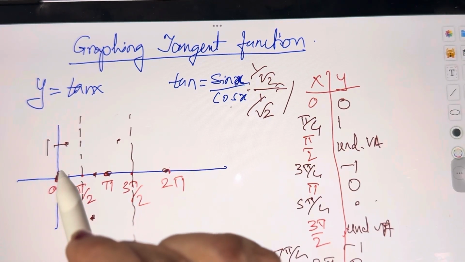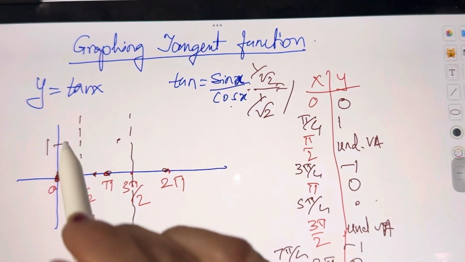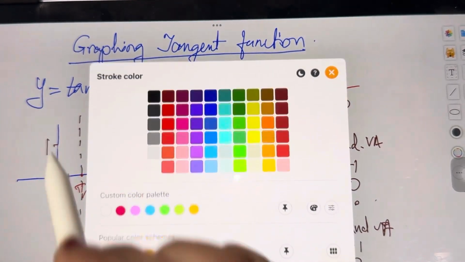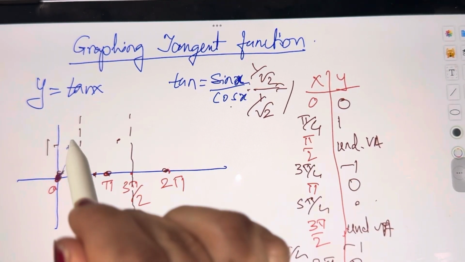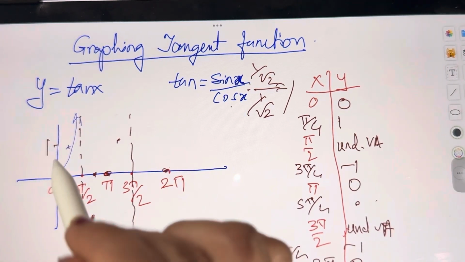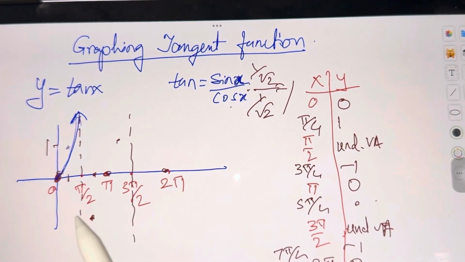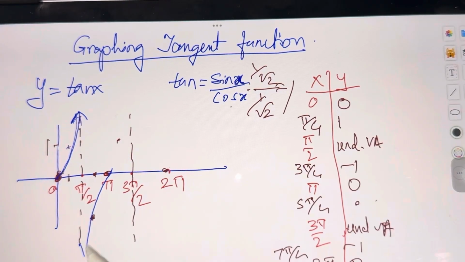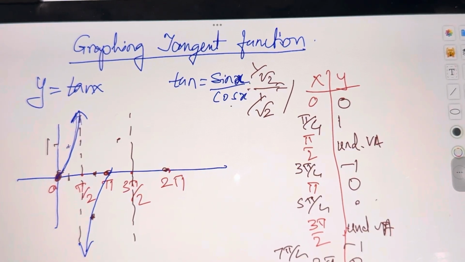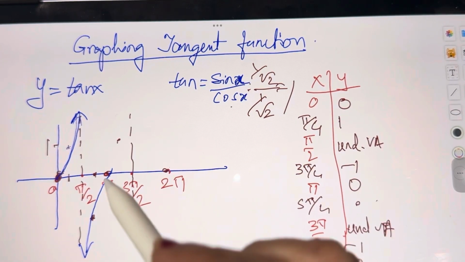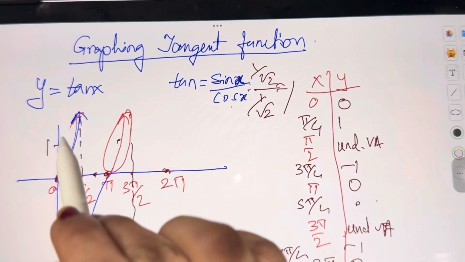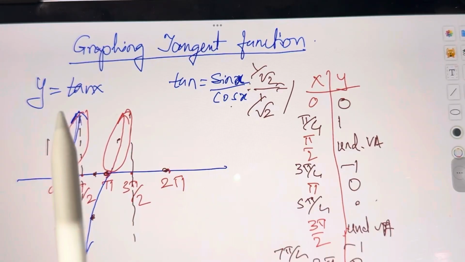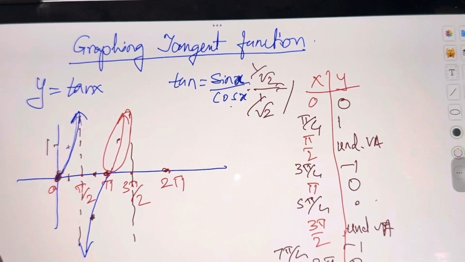So your graph is like this. Actually, I should have drawn that negative 1 properly here. So the tangent graph will look like this. Now, if I go beyond this, this portion is the same as this portion, which means my graph started repeating, the cycle started repeating.